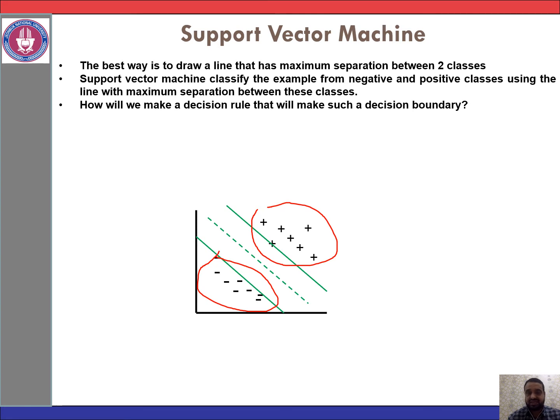But now the question arises: how can we draw this line? How can we make rules to draw this line? So in the coming slides, I will go through the mathematical modeling of how we can draw this line so that it can classify both the positive and the negative samples with maximum separation.